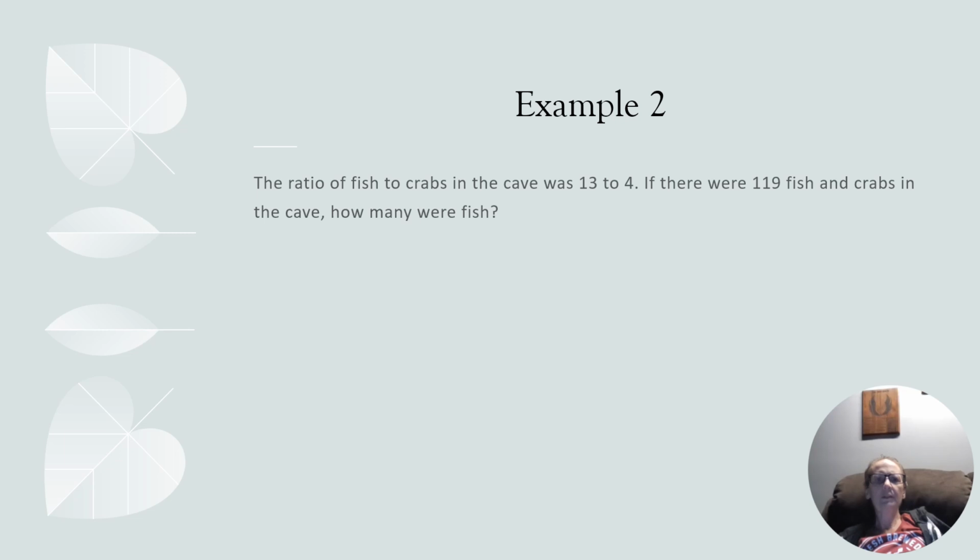So in problem 2, it says the ratio of fish to crabs in the cave was 13 to 4. If there were 119 fish and crabs in the cave, how many were fish? So this involves a total of the fish and the crabs. So this requires a 6-way ratio box. In other words, 3 on both sides. So I'm going to have my fish, my crabs, and then my total. So fish plus crabs is total is basically how that works.